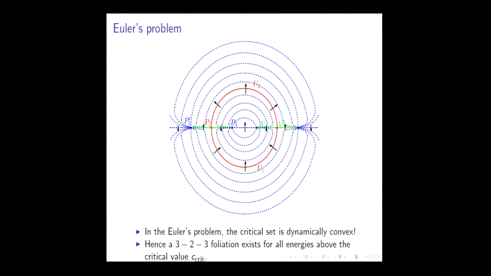So in the Euler problem for energies, in fact, it's not just slightly above zero. It's for all energies, I think. But at least for energies slightly above the critical value, you have this 3-to-3 foliation. Although the system is integrable, not too complicated, it's a different structure to study the flow there.